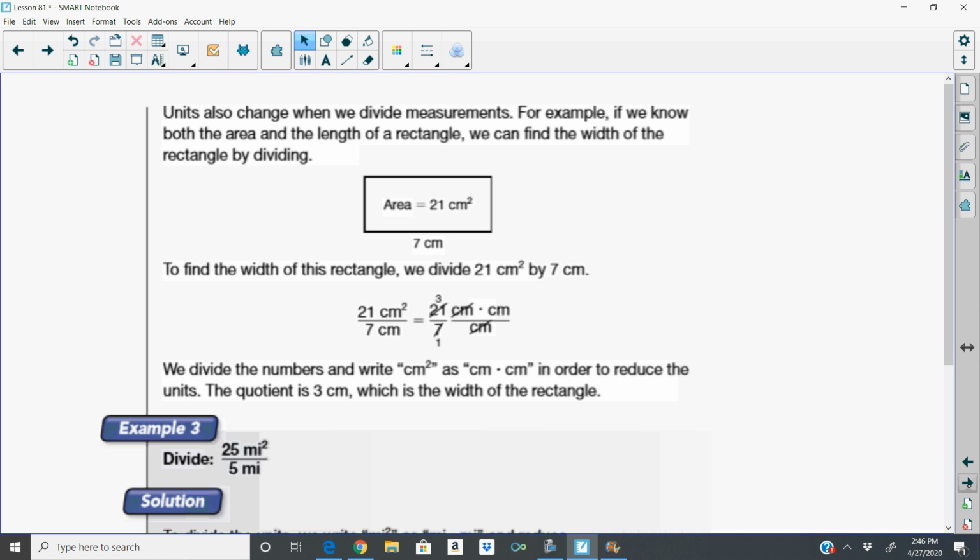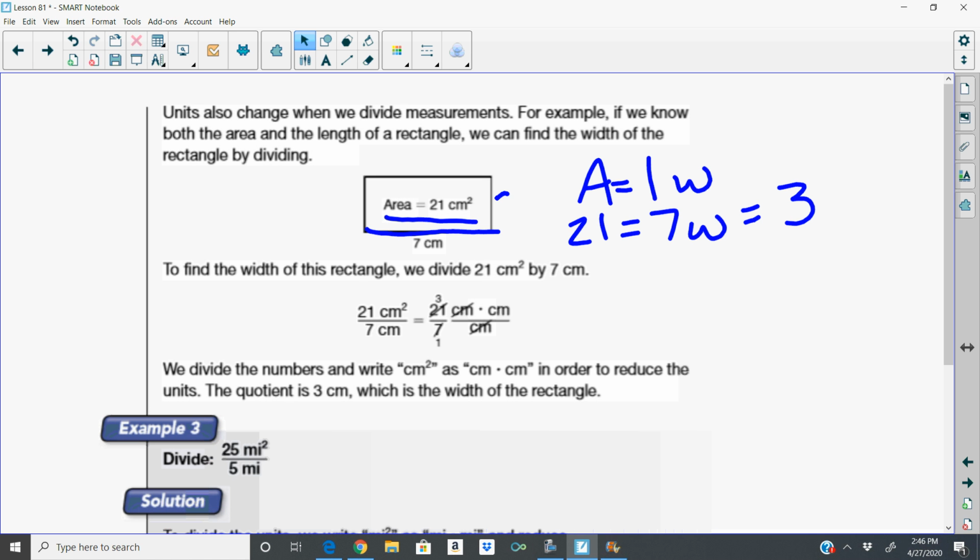Dividing is something different, but it's almost like working backwards from what we just did. Units also change when we divide measurements. For example, if we know both the area and the length of a rectangle, we can find the width of the rectangle by dividing. So if we know that the area of this rectangle is 21 centimeters squared, and we know that this side is 7 centimeters, well, we know that to find the area, we multiply length times width, and if 21 is 7W, we would be able to solve this, right?